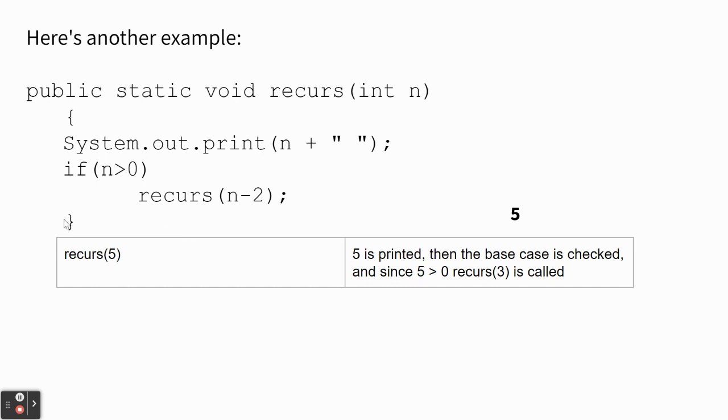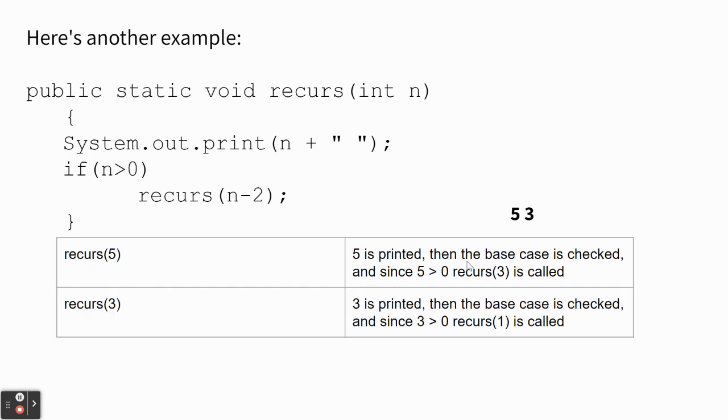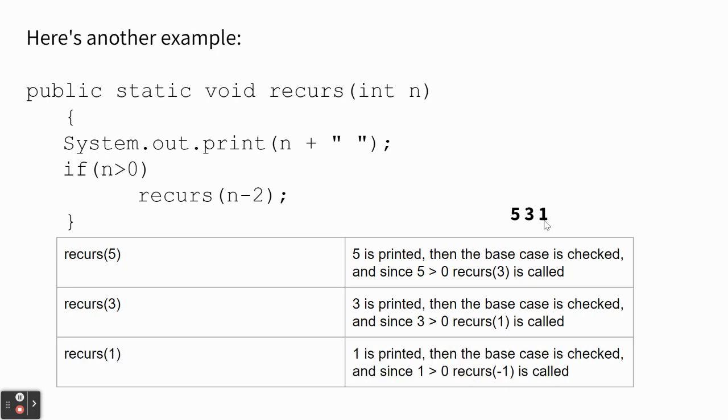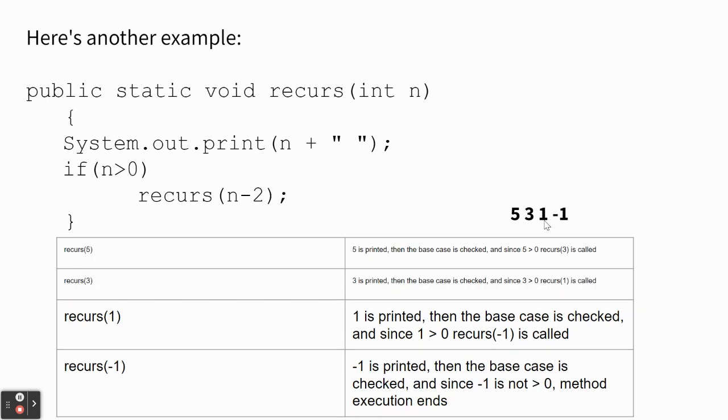The base case is checked. 5 is greater than 0, right? So then it's going to call it with 3. 3 gets printed. I'm showing you what's being printed here. Then the base case is checked. 3 is greater than 0, so it calls it with 1. 1 is printed. Base case is checked. 1 is greater than 0, so it's going to call it with -1.